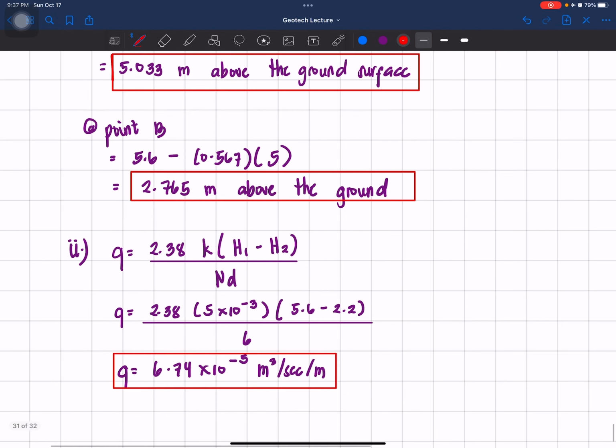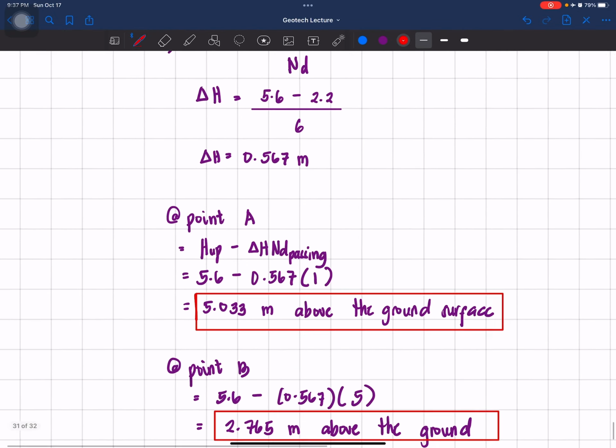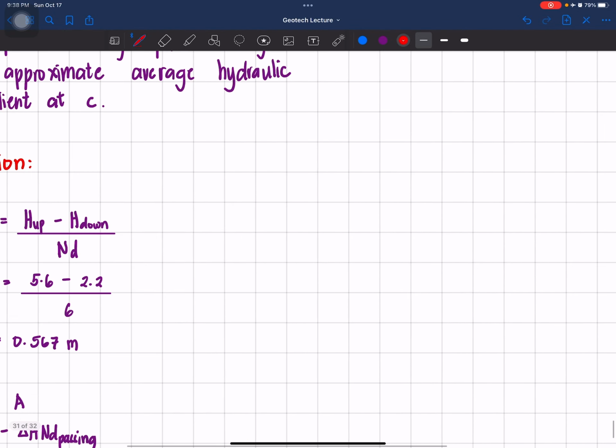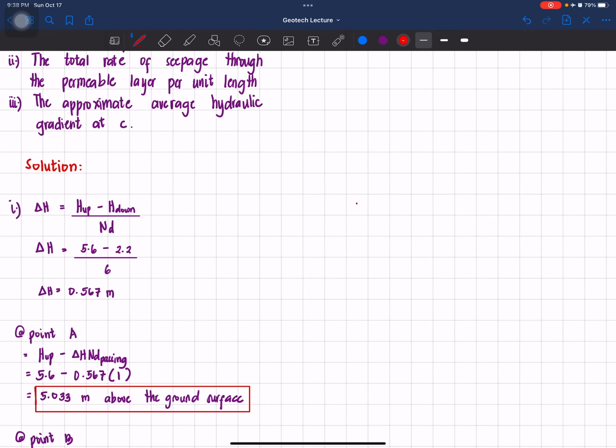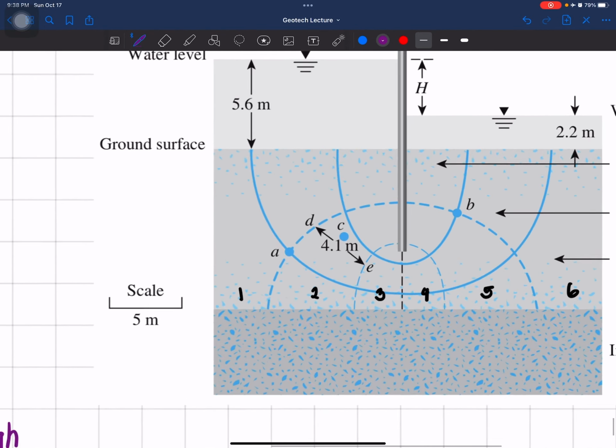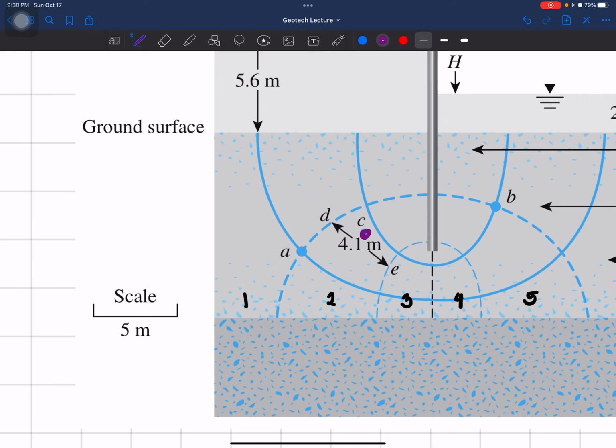Okay, so let's proceed to question number 3. Okay. So, tinatanong din sa atin yung approximate average hydraulic gradient at C. Okay, saan ba yung si C? Okay, this is C. This is point C in here.